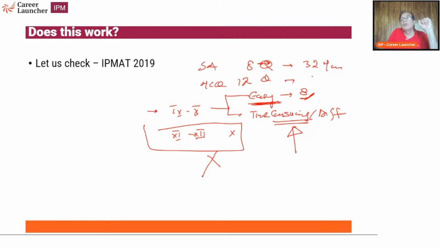This means 12 into 4, 48. We are talking about 80 marks easily. 80 marks is not a challenge at all. In fact, your target should be to go up to 100, 110. But to me, the starting point is 8 in short answer and 12 in MCQ.